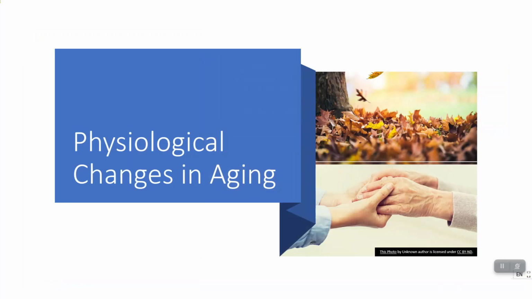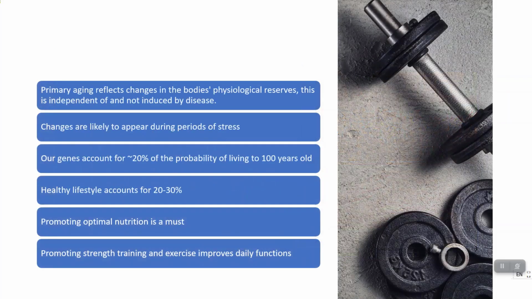There are some physiological changes that happen in the body that come along with aging, and we will discuss them. Primary aging reflects the changes in the body's physiological reserves. This is independent of and not induced by disease. Changes are likely to appear most often during periods of stress.